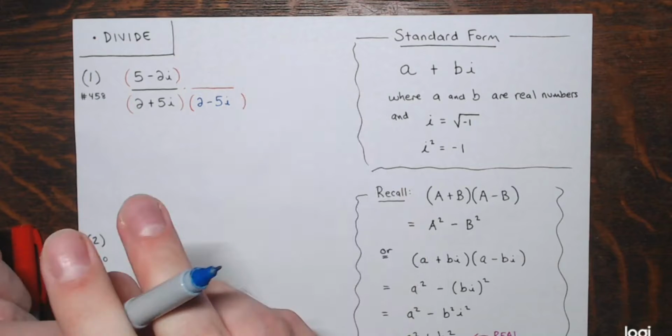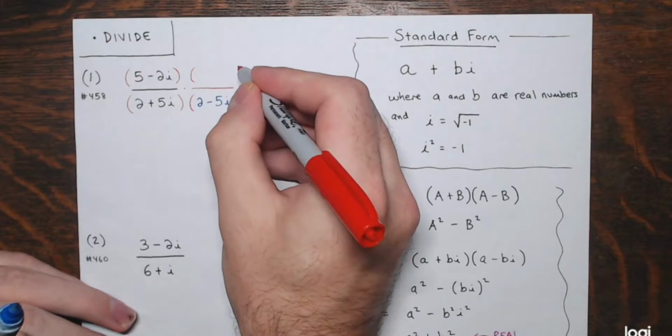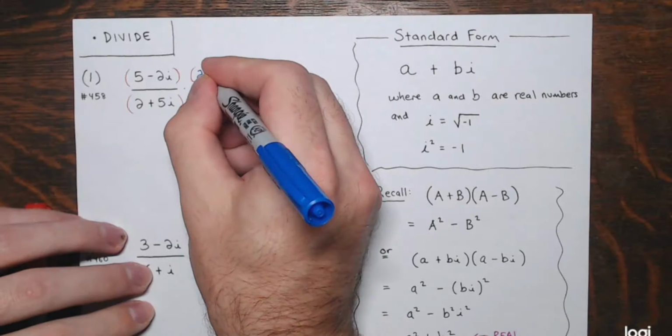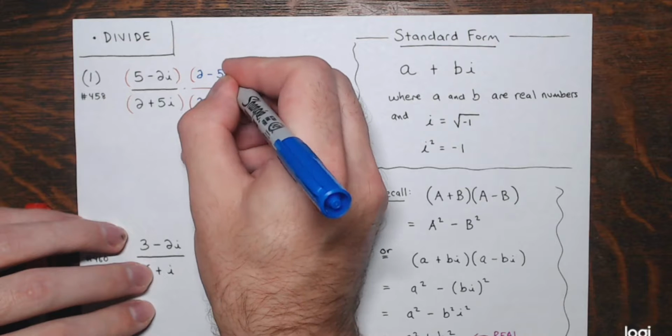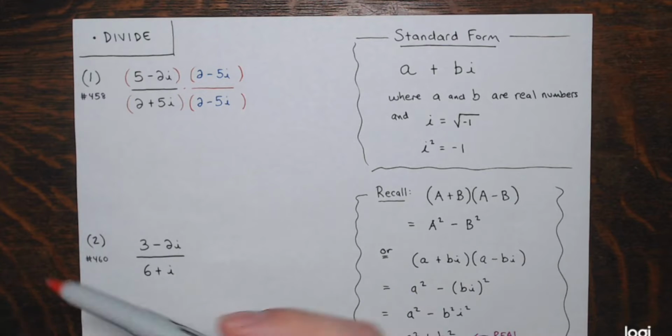And I do the same to the numerator. You can't multiply the denominator by something and not the numerator. You have to make sure you're multiplying by something that's equivalent to 1. So I'm multiplying both the numerator and denominator by 2 minus 5i.